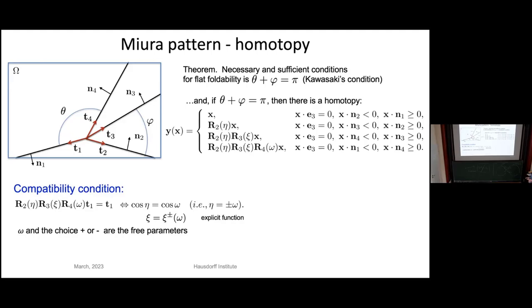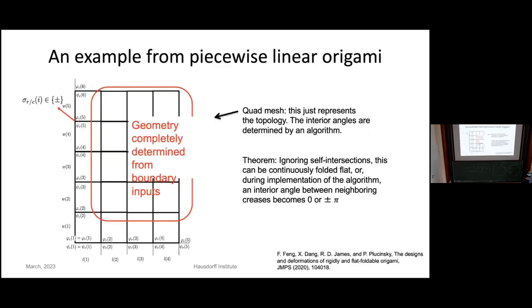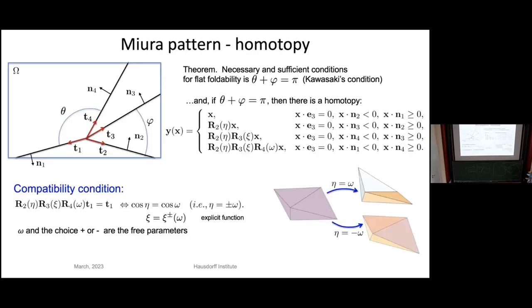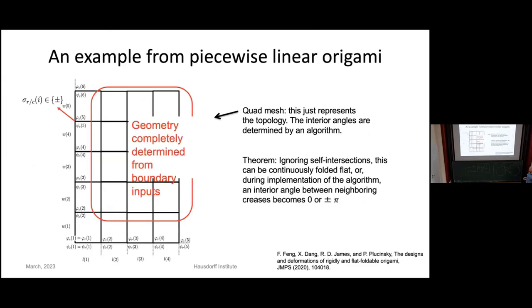As omega goes from 0 to 2 pi or 0 to pi, this describes a folding that goes from the flat sheet to the folding. Okay. You can make lots of nice movies of this homotopy, and a lot of origami structures are simply based on putting these things together. Well, I have something I can show you later. Good. Okay. So now here's an example from piecewise linear origami.